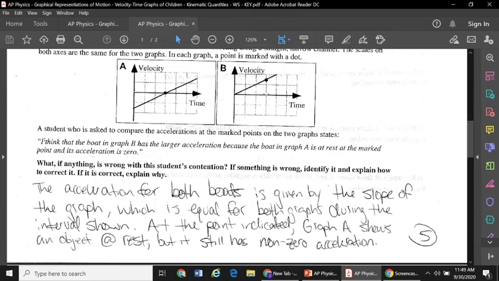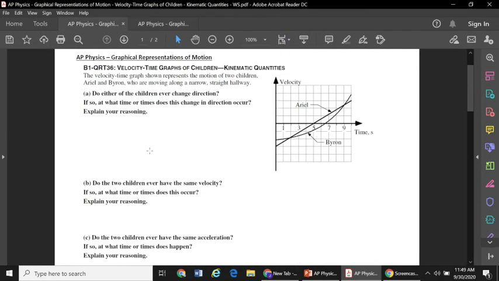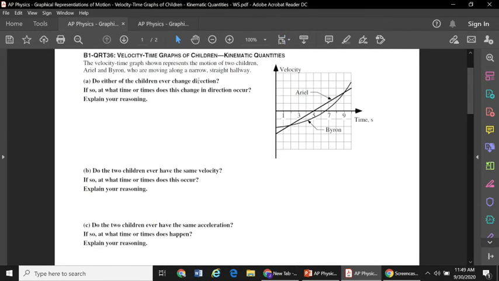But now that we finished that, we really only have one more question to look at on the sheet, and we'll just do this question and call it a day. This question is the top one on this page, QRT 36, velocity time graphs of children. And this question says the velocity time graph shown represents the motion of 2 children, Ariel and Byron, who are moving along a narrow, straight hallway.